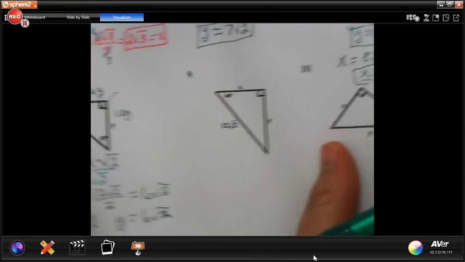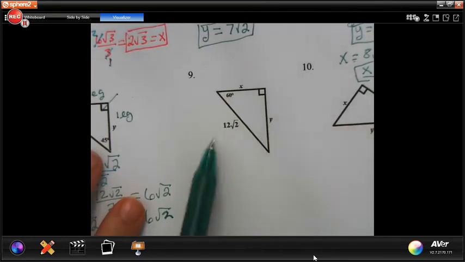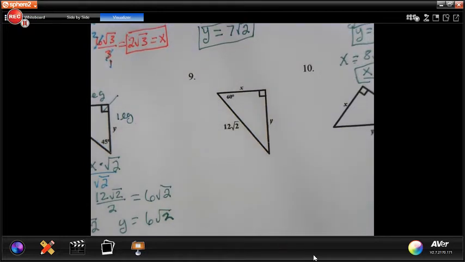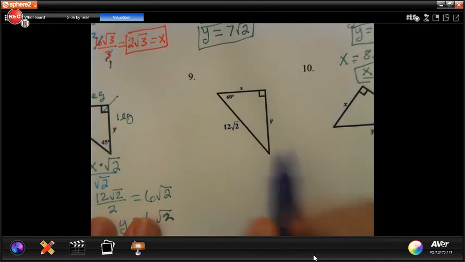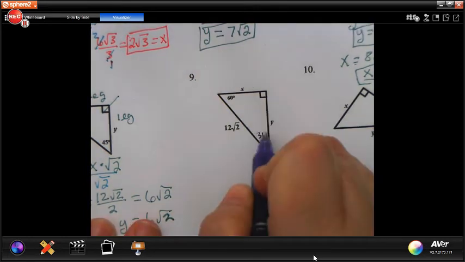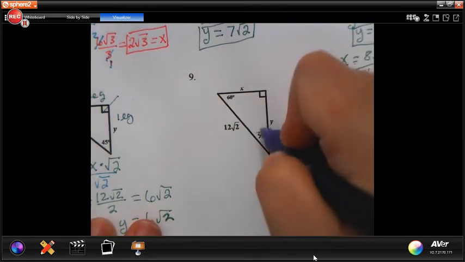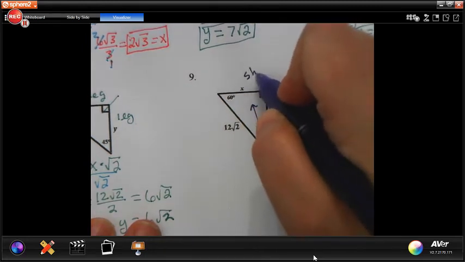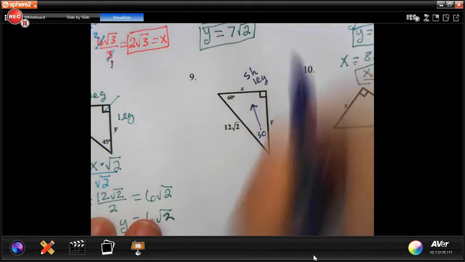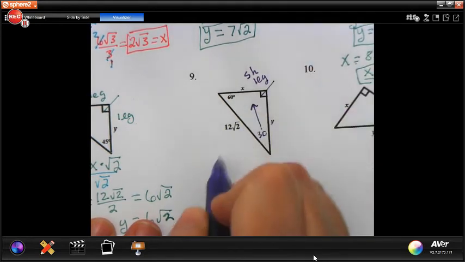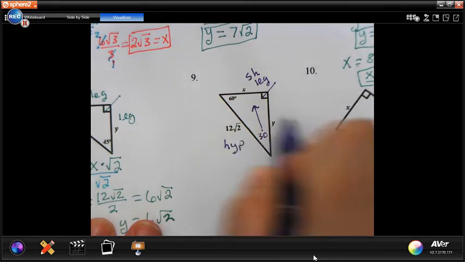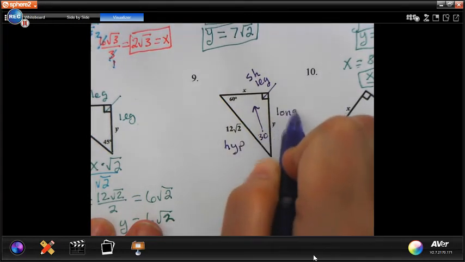Okay, number 9. Here we have a 60-degree angle in the corner. And if that's a 60-degree angle in the corner, and this is 90, that means this other corner would have to have 30. So away from the 30-degree angle is our short leg. The hypotenuse is always pointed to by the right angle, and that means this side is the long side.